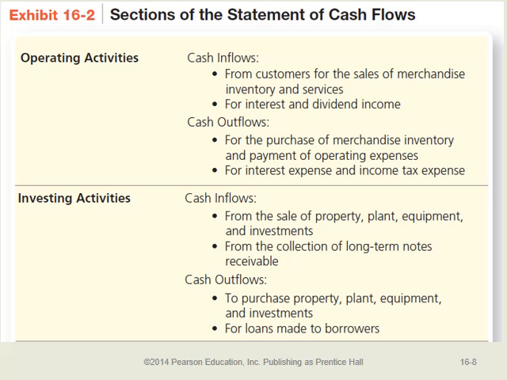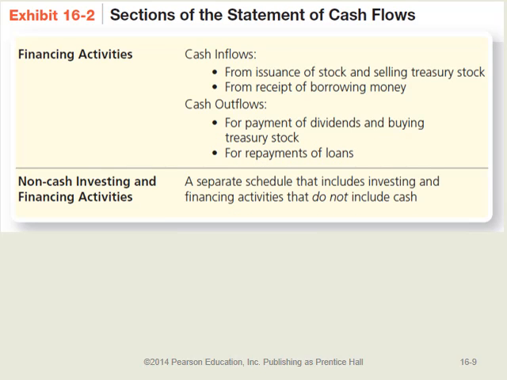So these next two slides show a summary of the various categories that make up the statement of cash flows and some examples there: operating activities, and then financing activities. And then a separate schedule that includes investing and financing activities that do not include cash would be the non-cash investing and financing activities.